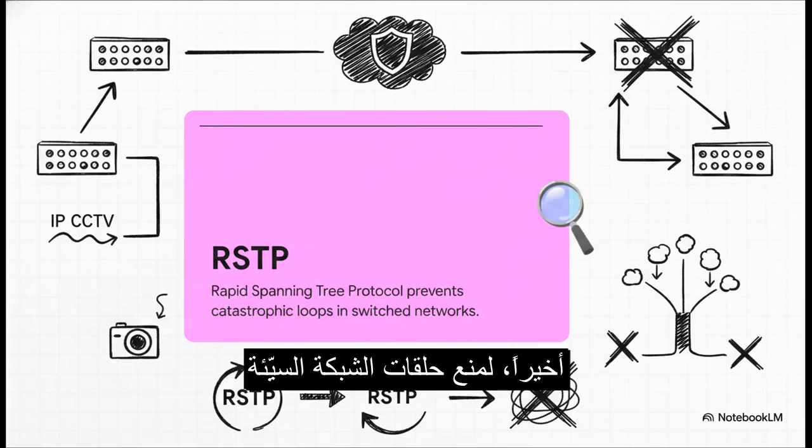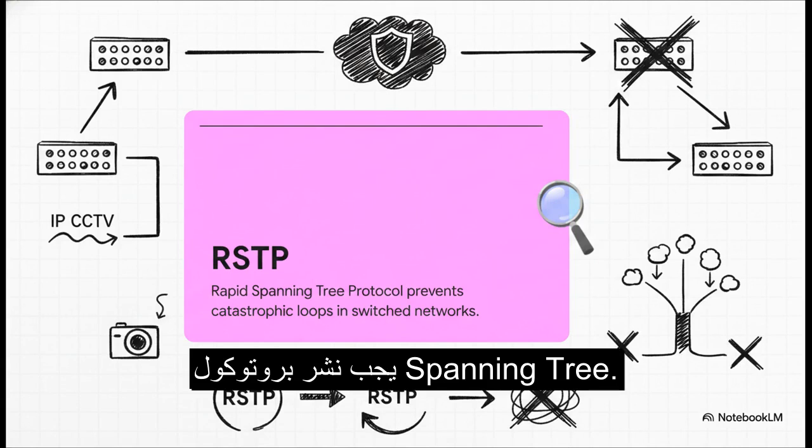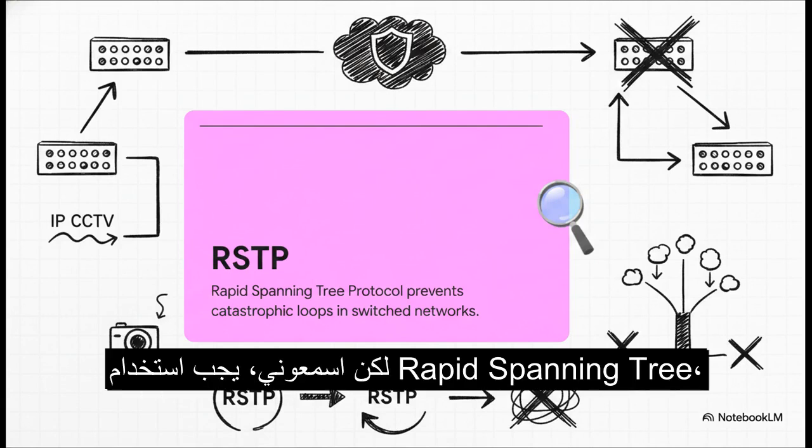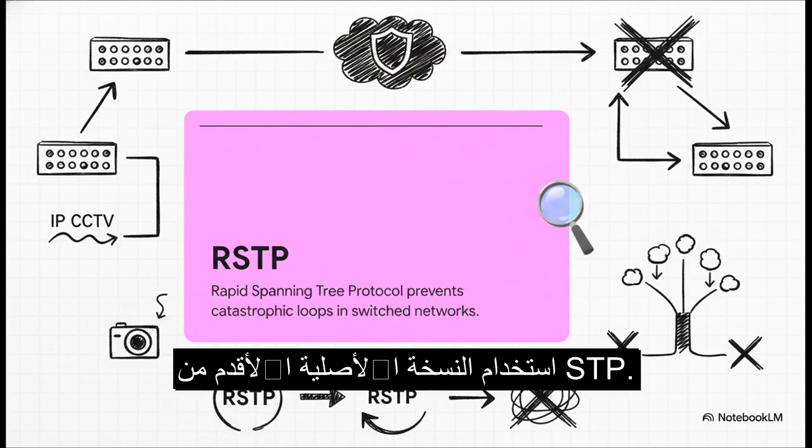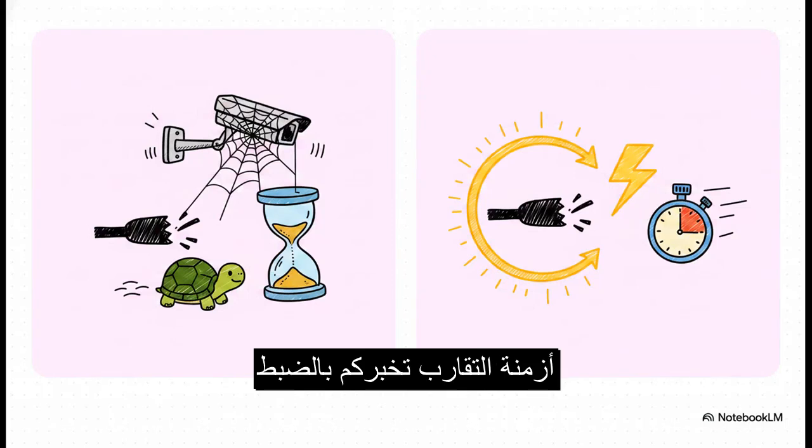Finally, to prevent nasty network loops from crashing your entire system, you absolutely must deploy a spanning tree protocol. But hear me out, you must use Rapid Spanning Tree Protocol, RSTP or MSTP, and specifically avoid using the original, older STP iteration. And the convergence times tell you exactly why you need to avoid the original version.